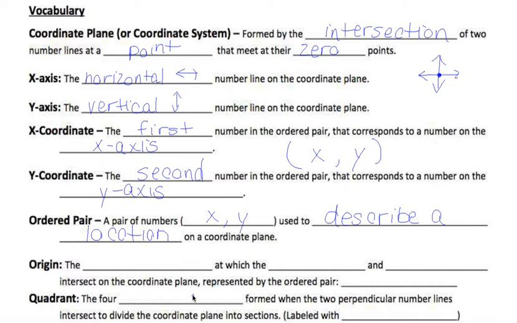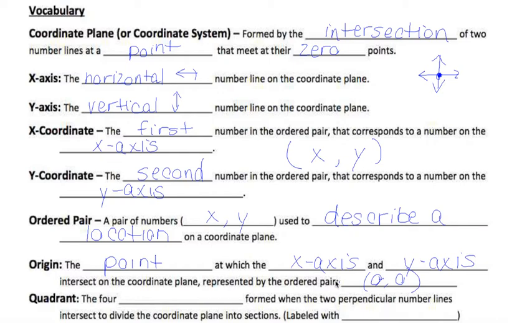on a coordinate plane. The origin is the point at which the x-axis and the y-axis intersect on the coordinate plane. So that's right here. This is the origin right here in the middle. And the points for that are 0, 0, because 0 on the x, 0 on the y.